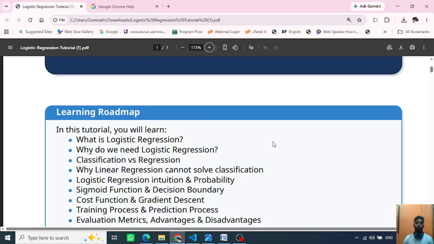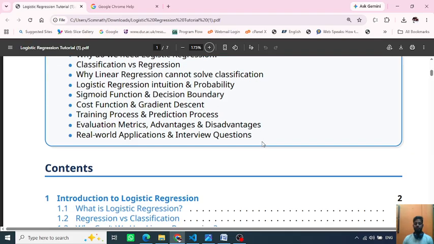So in this tutorial, what are you going to learn? First, what is logistic regression? Why do we need logistic regression? Classification versus regression. Why linear regression cannot solve classification? Logistic regression intuition and probability. Sigmoid function, decision boundary, cost function and gradient descent, training process, prediction process, and advanced topics.